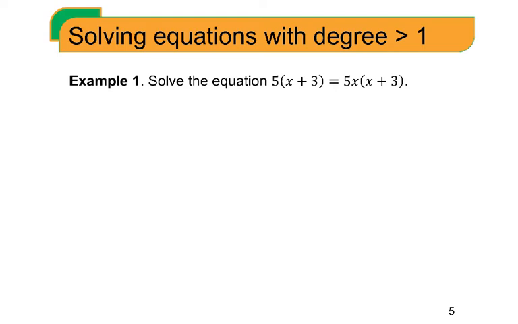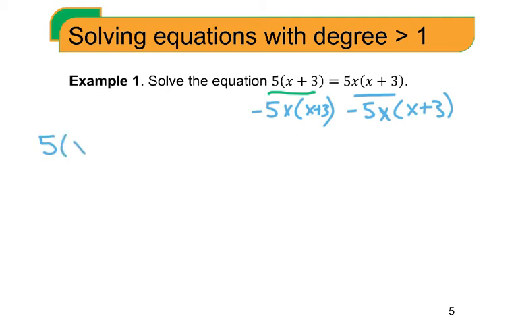So how would we solve this? Well, let's use our technique. It said we have to get the polynomial on one side. Well, how do we do that? Well, we want this to be 0 over here. So we can subtract this from both sides. That's not a problem. We're not breaking any rules when we subtract this from both sides. And then we can write this: 5 times x plus 3 minus 5x times x plus 3 equals 0.